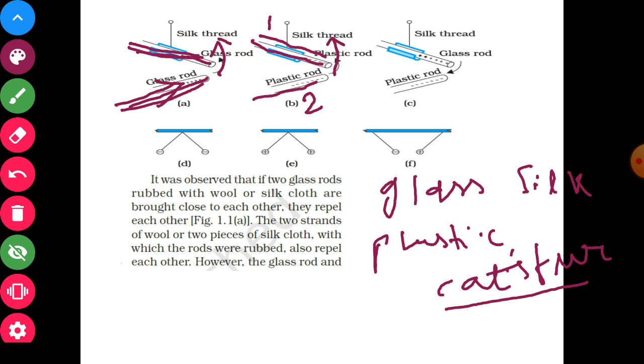Now if you bring the plastic rod rubbed with cat's fur close to the glass rod rubbed with silk, they are both attracted. So we can say they must have opposite charges. So we can say like charges repel and unlike charges attract. This we can conclude.